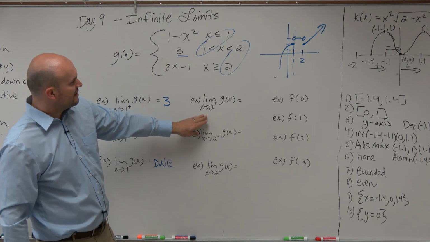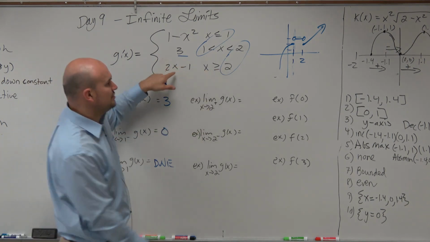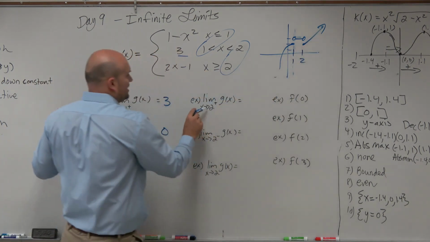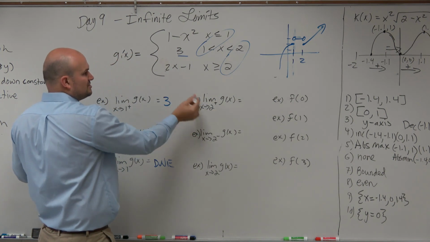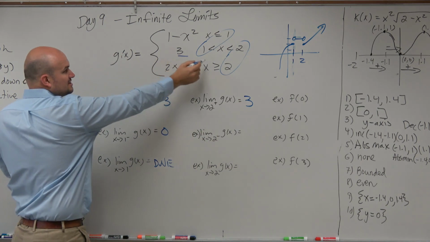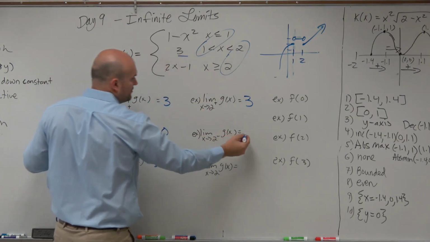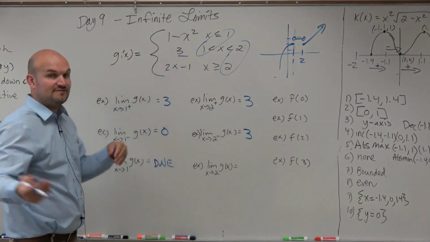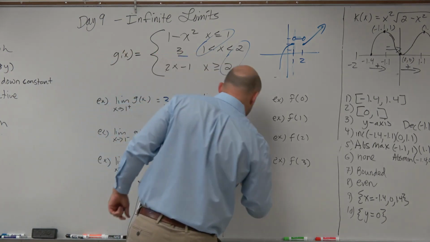What about 2 from the right? That's going to be values that are greater than 2, which is this equation. So 2 from the right is going to be plugged in here, and that's going to be 3. 2 from the left is going to be values that are less than 2, which is 3. Obviously, guys, if the left and the right-hand limits are the same, then that's going to equal 3.